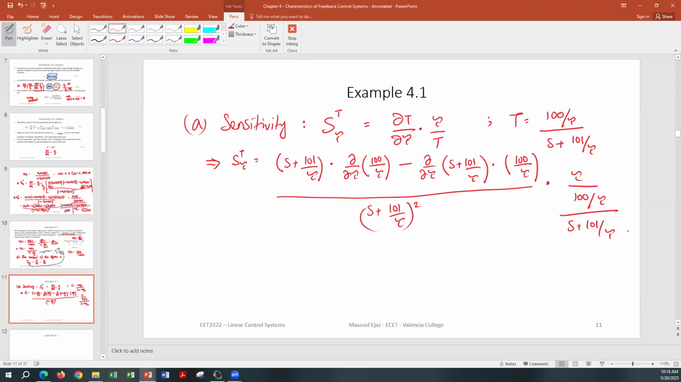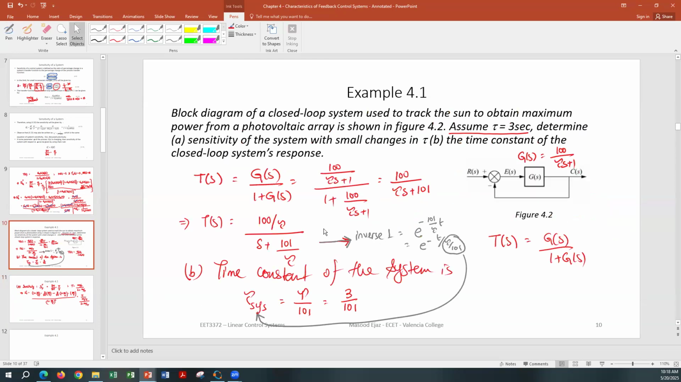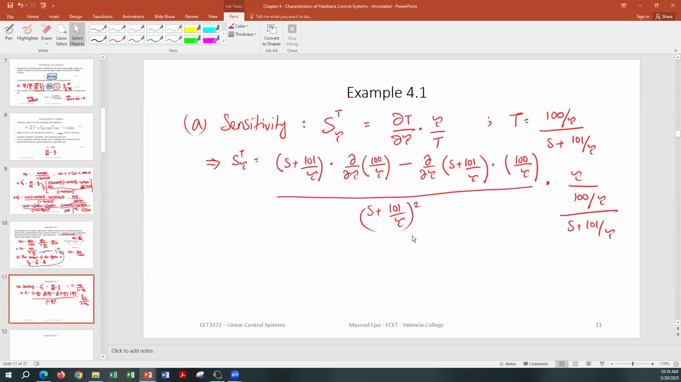Yes. Could be, you may be right. Let's see. 100 over tau is plus 1. Yeah, it's easier. You're right. So let's take that, 100 over tau s plus 101. So T is equal to 100 over tau s plus 1. So yeah, you're right. It might be easier to take the derivative of that. So let's write that down real quick.